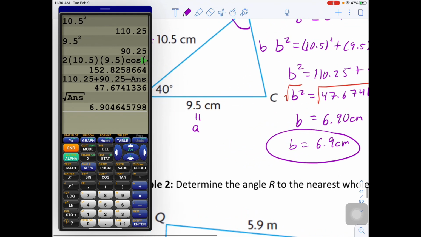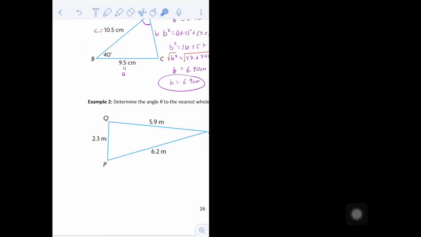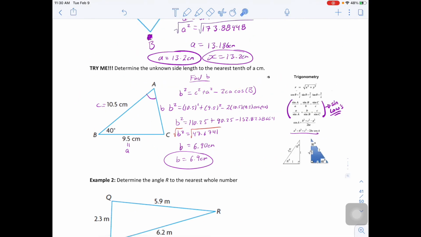And that makes a decent amount of sense. You can see here 9.5, 10.5. We can clearly see that b has to be in between those side lengths. So you can always check and reason through if your solution made sense to you. Okay, so hopefully that made sense. Hopefully you were able to get that solution, and if you weren't, you were able to understand by me working through it.